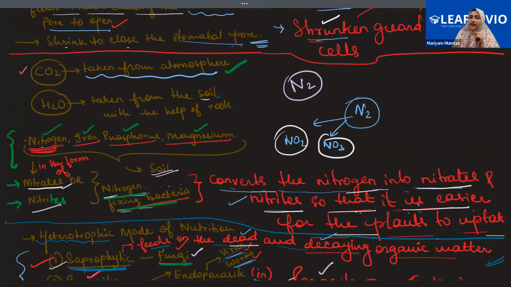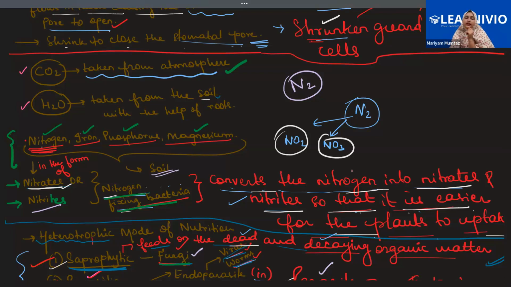About the carbon dioxide, obviously you know that since it is a gas, it is present in the atmosphere. So that comes from the atmosphere. Water molecule, that is H2O. Obviously, you know that whenever you plant something, you pour the water towards the soil and not on the leaf and everything, right? Why? Because soil is the part wherein the roots are present and the roots will be absorbing the water. So this water is taken from the soil with the help of roots.